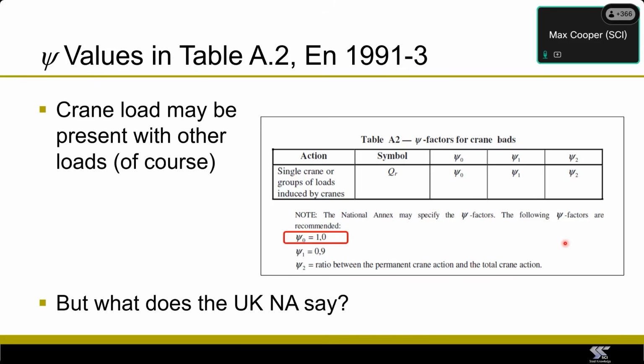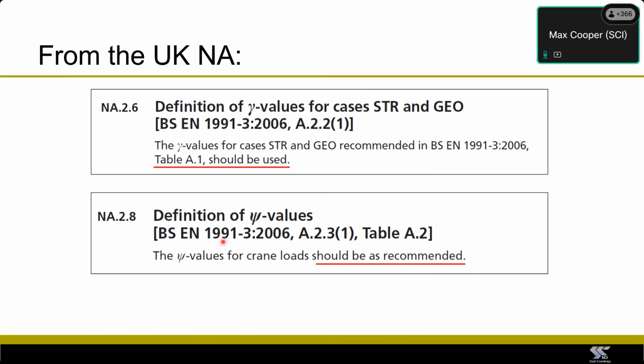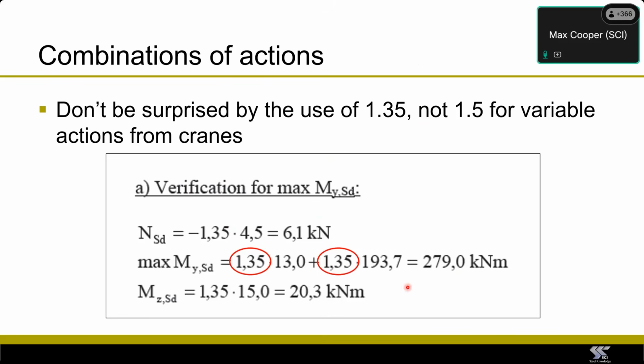When we look at combinations, and when we're looking at the combination level, gamma naught for crane is taken as 1.0. And again, that is accepted by the UK National Annex. So in summary, that's all to say that when you see this 1.35 being applied to the variable actions due to a crane, that is not a mistake. That is given in the core Eurocode and indeed also endorsed by the UK National Annex.